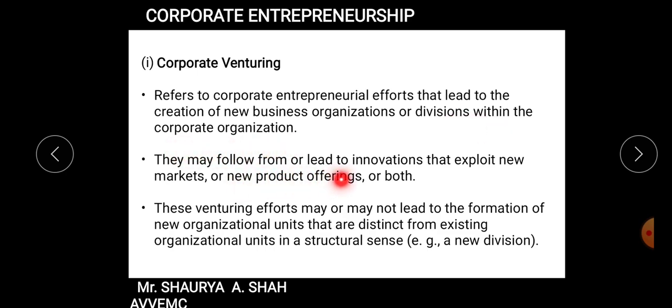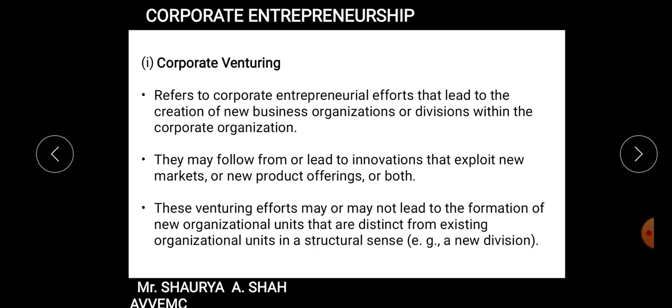They may follow from or lead to innovations that exploit new markets, new product offerings, or both. So again, this corporate venturing may lead either to innovations or exploit new markets or new product offerings, or both. I hope it is clear.